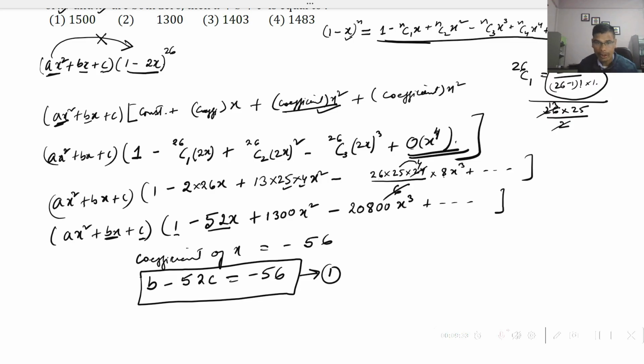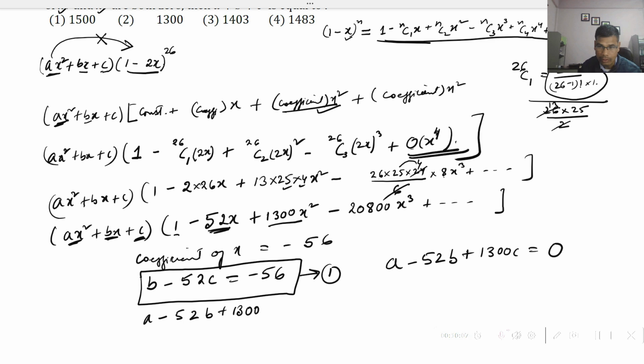Then the coefficient of x square, which is 0. For x square, ax square with the first term 1 will be a, the coefficient will be a. The next, bx with this will be minus 52b, so take only the coefficient. Next, c with this will be 1300c. So this is 0 by the given condition. So we have a minus 52b plus 1300c equal to 0.